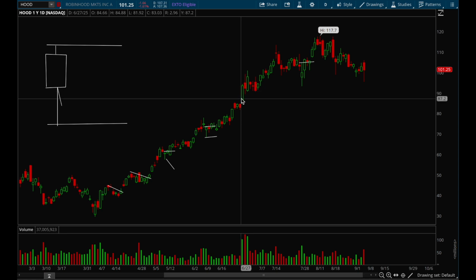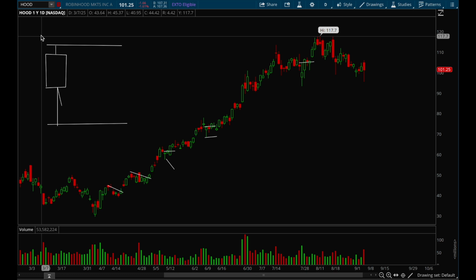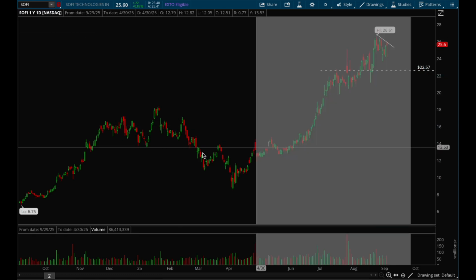worked out, right? This works really well on momentum names, right? Names that are the leaders and have been trending really nicely. So let's just take a look at a couple more examples just to get this down for you guys, right?